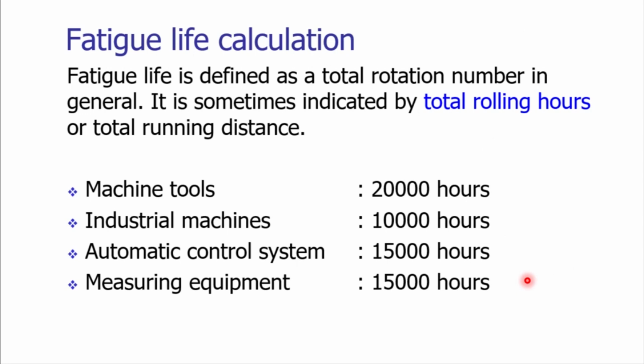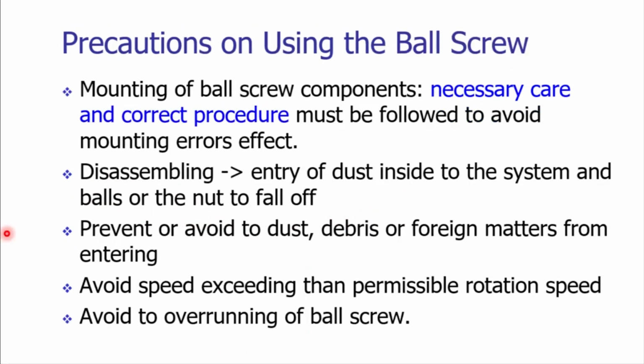less due to its heavy utilization. Automatic control systems and measuring equipment, it is around 15,000 hours. But for general machining operations and CNC milling machine tools, it is around 20,000 hours. Now let us see what precautions we need to consider during the use of ball screws.